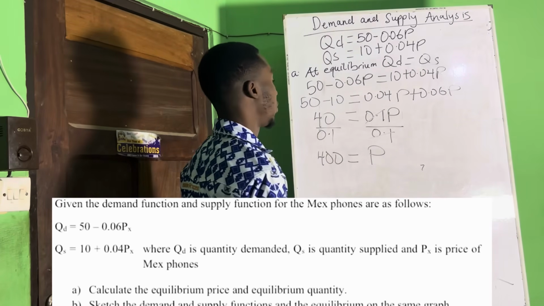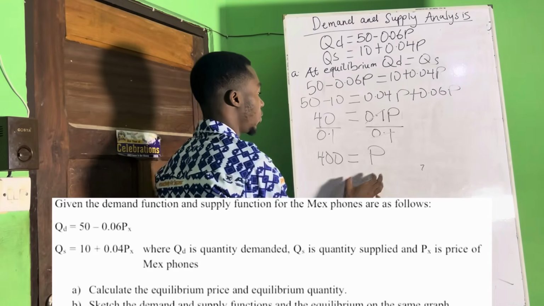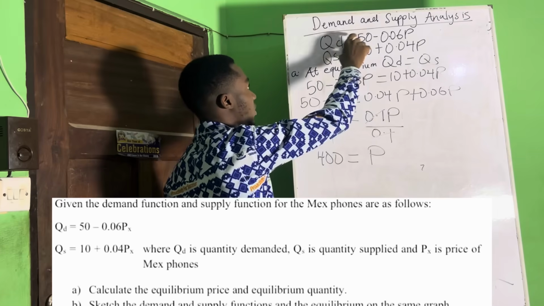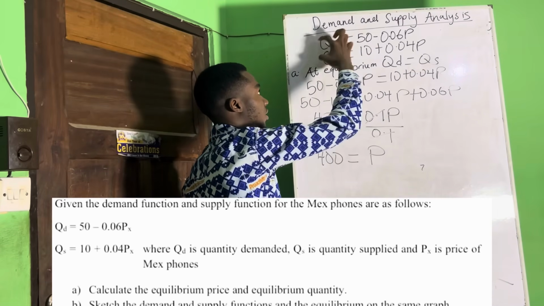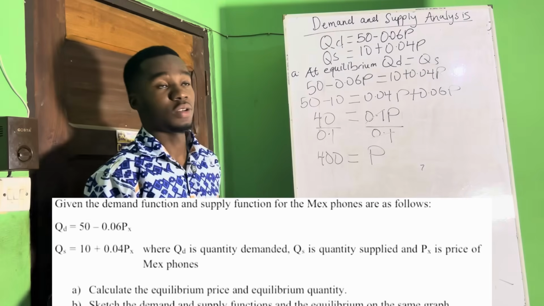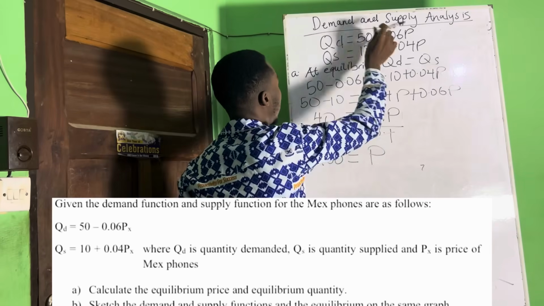So they said we should find the equilibrium price and the equilibrium quantity, right? If we want to find the equilibrium quantity, since you already have P, we can just substitute it into either the demand function or the supply function. This is the demand function, this is the supply function. So you can choose any of them. I would prefer to use the demand function. So you can substitute it into the demand function.